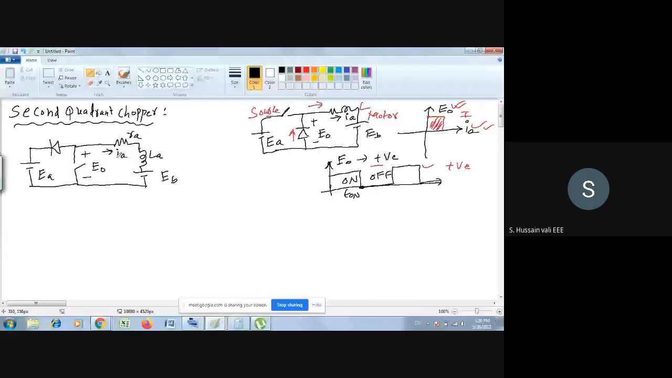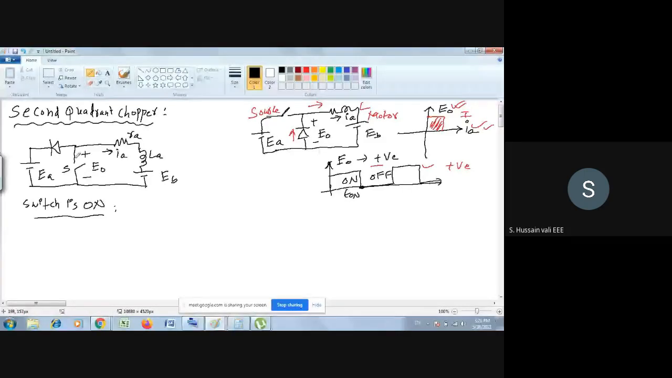Now in this quadrant, in this chapter, we will see what the operation is. First, this is a switch. Let me take the switch is on. If the switch is on, what is the circuit diagram? The circuit diagram will be something like this. If the switch is on, the switch will conduct. If the switch is conducting, what will happen to the diode?